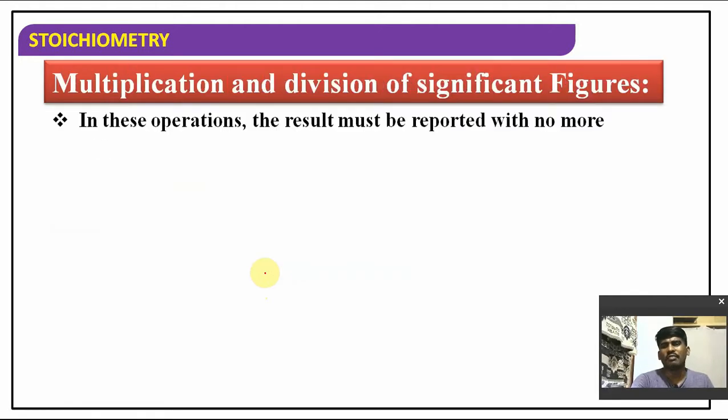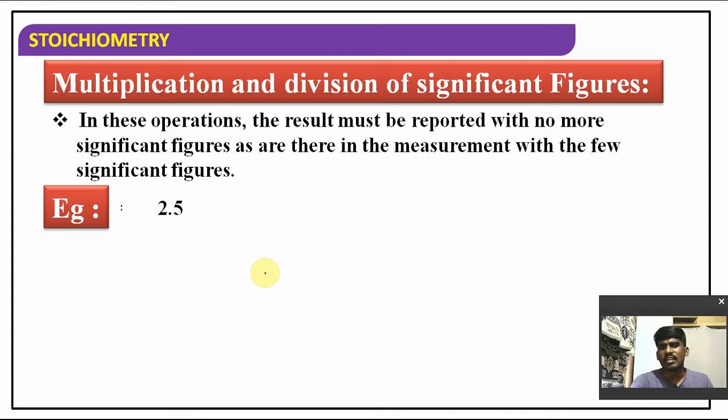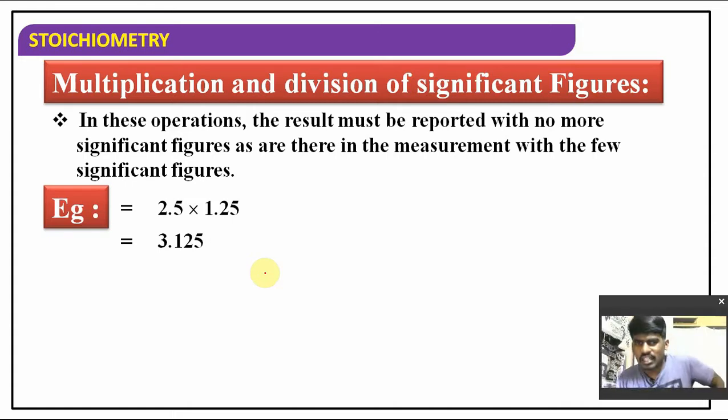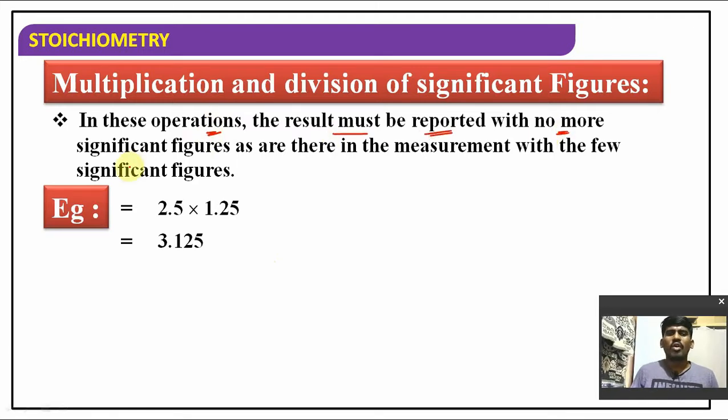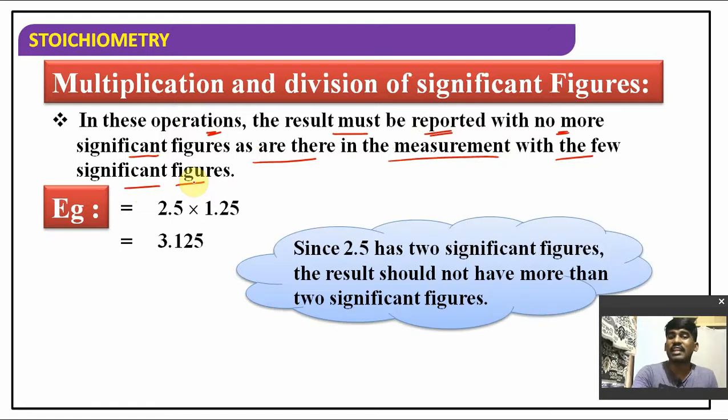Next one, multiplication and division of significant figures. What is that, guys? Multiplication and division of the significant figures, right? Here, in these operations, let me read out the rule first. In these operations, the result must be reported with no more significant figures than are there in the measurement with the fewest significant figures.